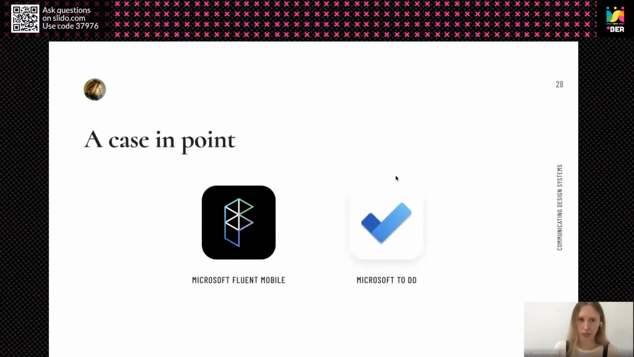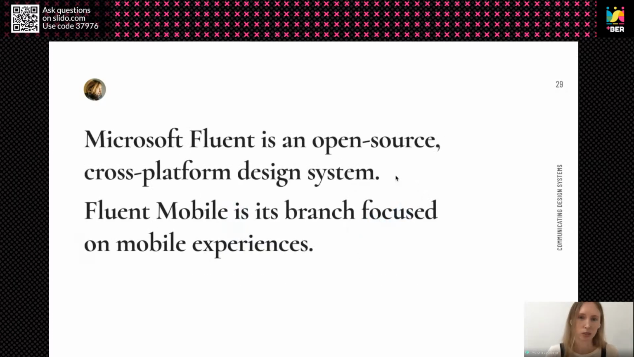A case in point: when I used to work at Microsoft, we were basically detached from the headquarters where a lot of the design work was happening. A part of this design work was focused around Microsoft Fluent Mobile. Microsoft Fluent is an open source cross-platform design system, and Fluent Mobile, very early on, was a branch focused on mobile experiences.